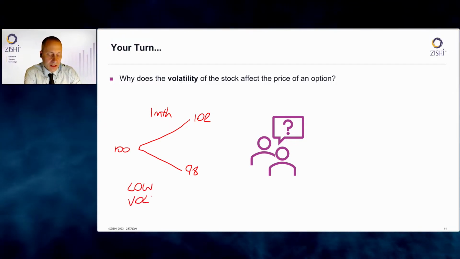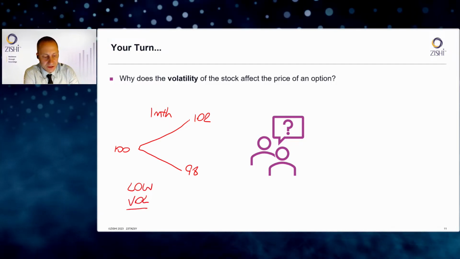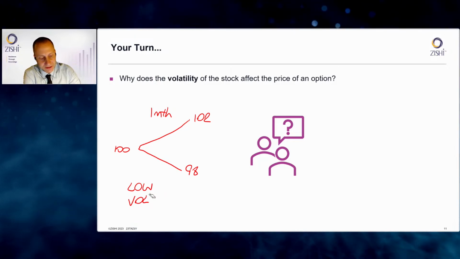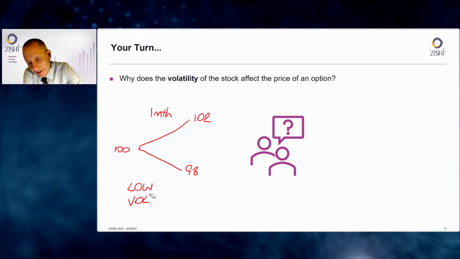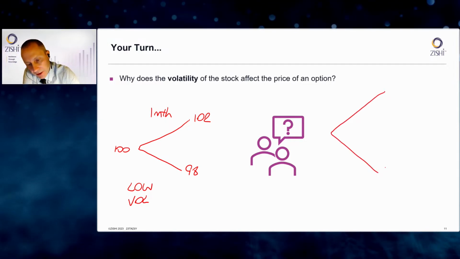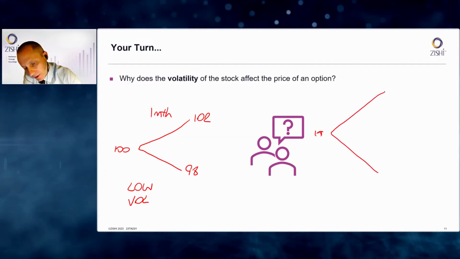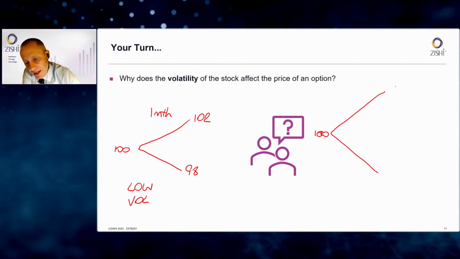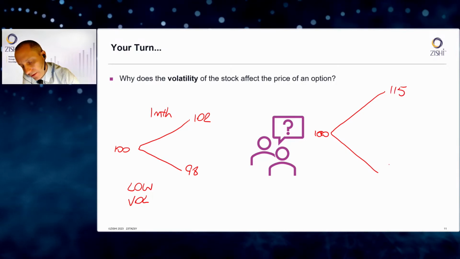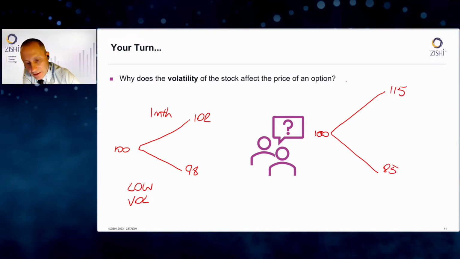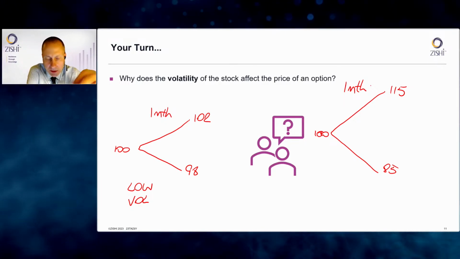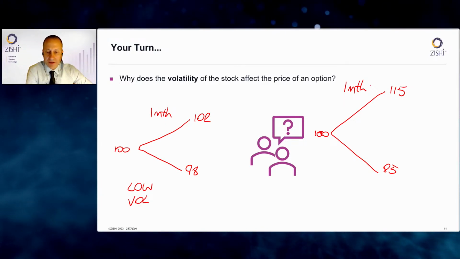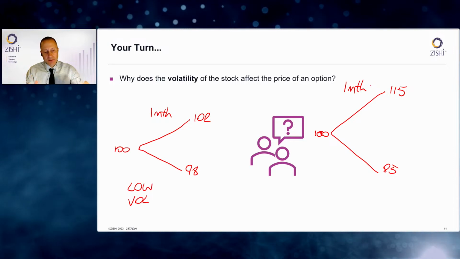And by the way, in finance, we always shorten volatility to vol, V-O-L. So if you see me write vol, that's what I'm talking about. A high vol stock would look something like this. A starting price of 100 today could become, I don't know, 115 or 85 over the same 1 month period.